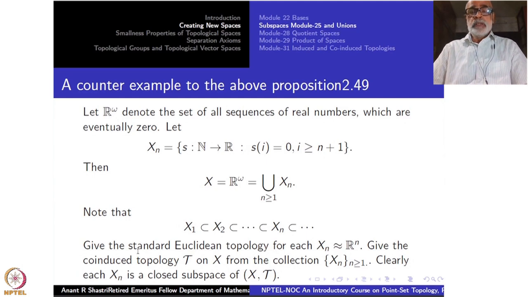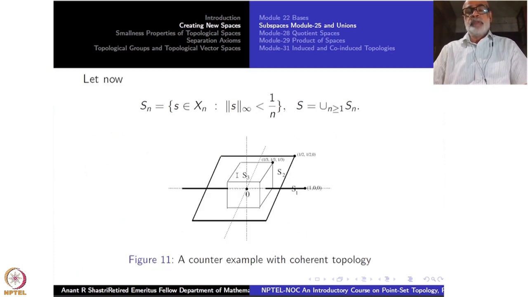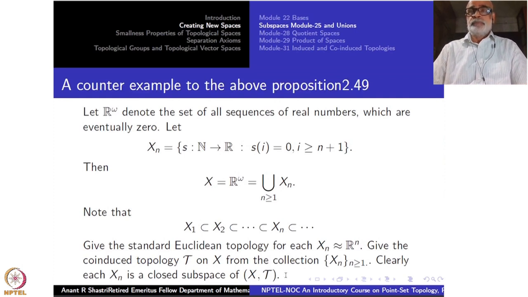In the standard Euclidean topology for each Xn, give X the co-induced topology tau from this collection. Clearly, each Xn is a closed subspace of this X with tau also. The induced topology from a closed family, automatically each member will be closed, that's all.